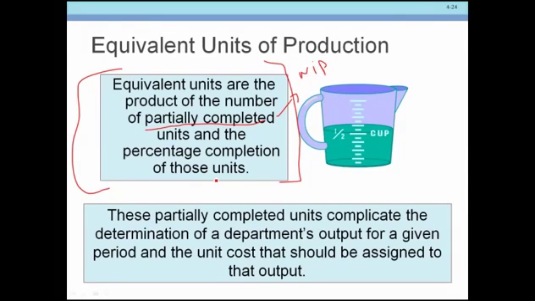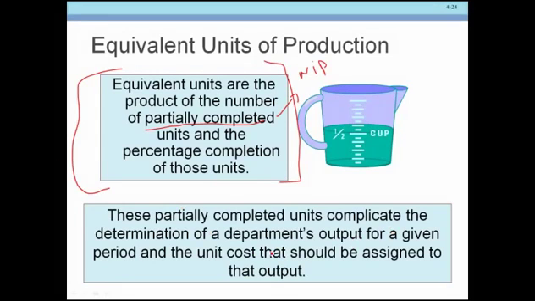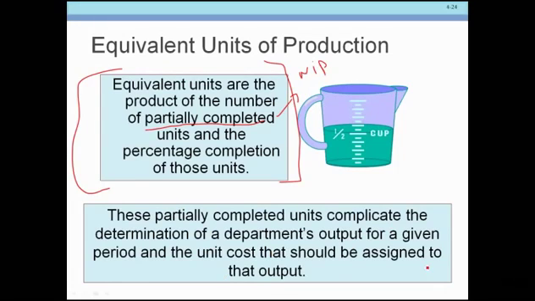So a complete unit is once it's 100% completed toward material, labor, and overhead. This is a completed unit. If those are not 100% completed, the unit is partially completed, and there's a degree of percentage for each of these costing factors: material, labor, and overhead. These partially completed units complicate the determination of department output for a given period and the unit cost that should be assigned to that output. So this is going to complicate matters a little bit. It's not a problem. We'll take care of it.